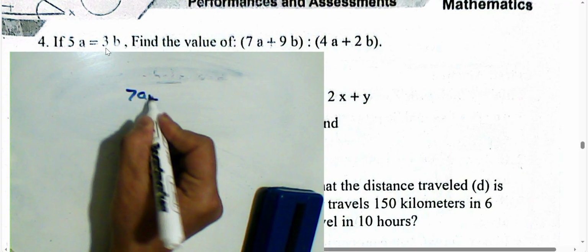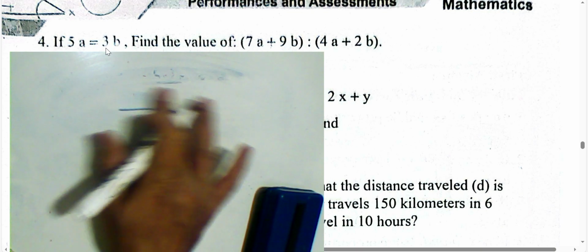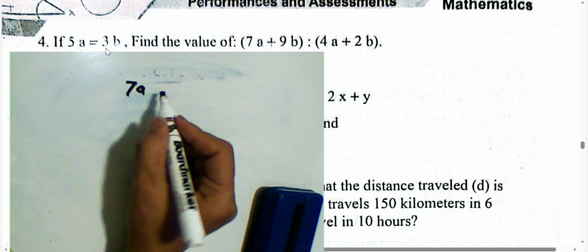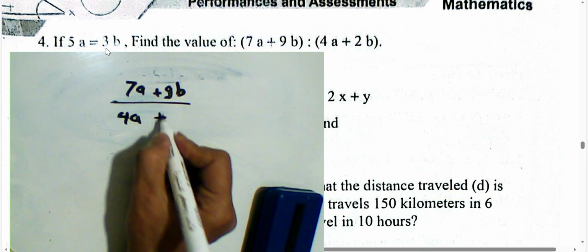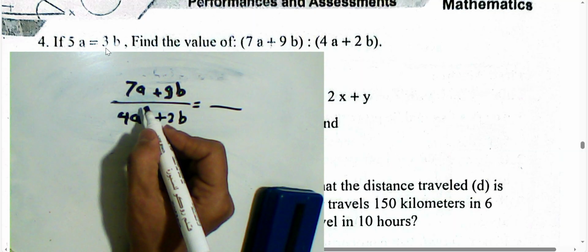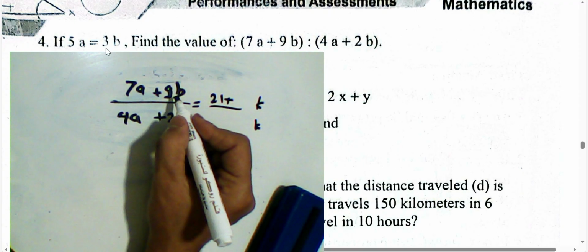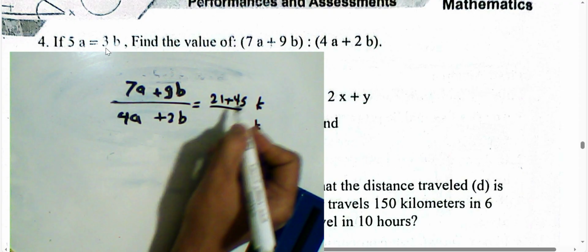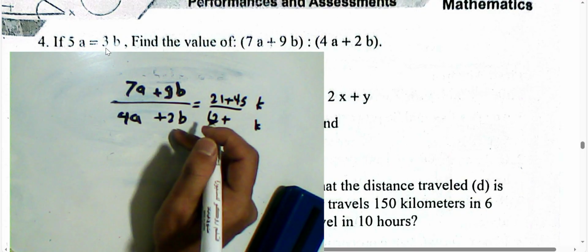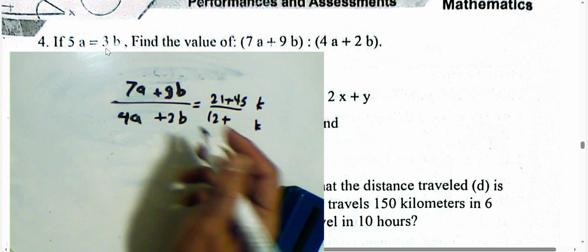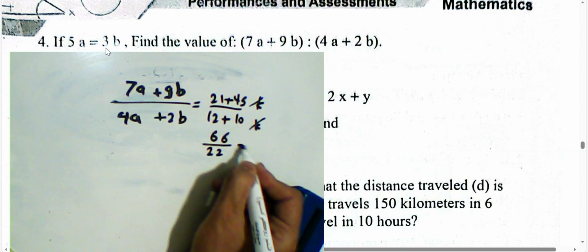Again, we have 7A plus 9B equivalent to 4A plus 2B. We put the value of A here equal to 3K. 3 times 7 is 21, and 9 times B, 5 times 9 is 45. 4 times A, which is 3K, 3 times 4 is 12K, and 2 times B, which is 5, 2 times 5 is 10. Cancel K by K, and here 66 and 22. The division will be 3.